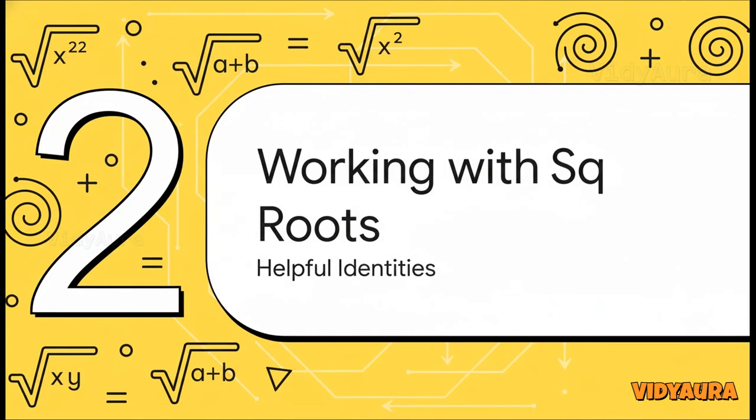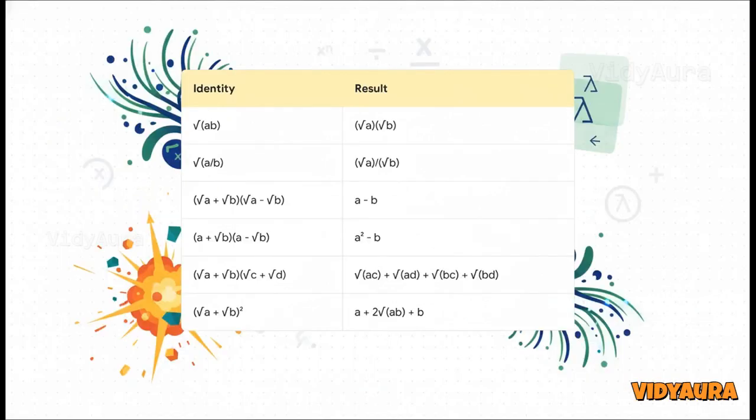Now that we've seen how square roots can behave, let's build ourselves a toolkit. These are some identities that are going to be your best friend when you're staring down a messy equation. Think of this as your personal square root survival guide. This table basically lays out 6 secret weapons for simplifying expressions.